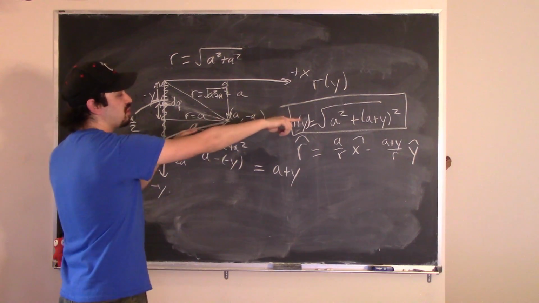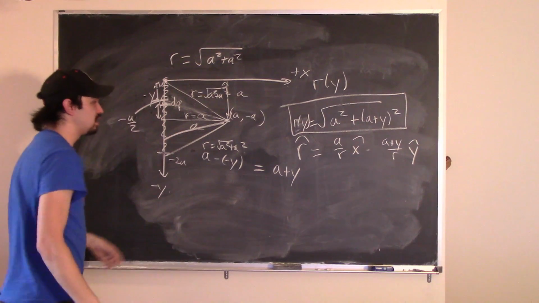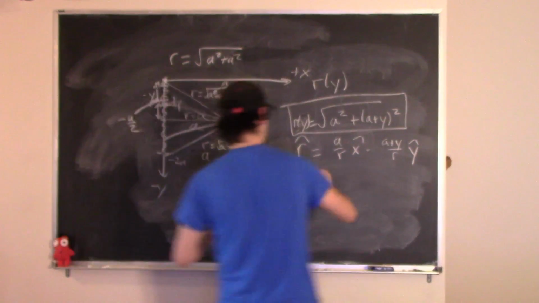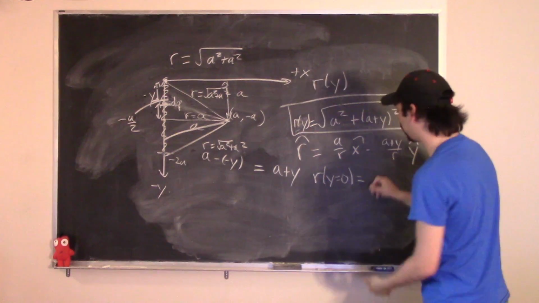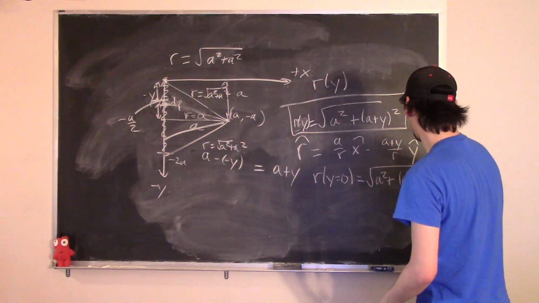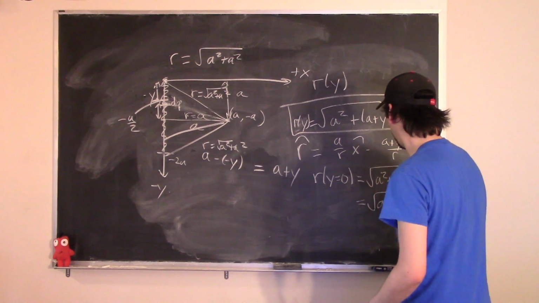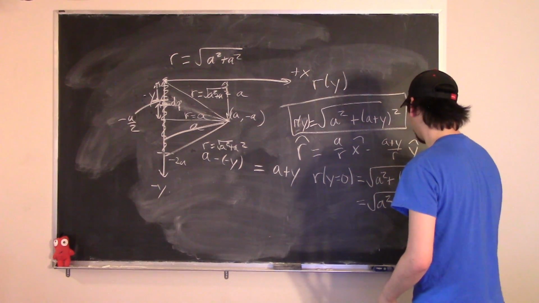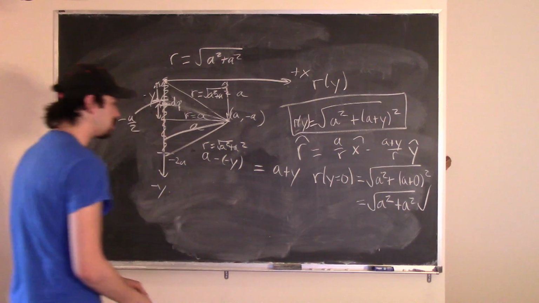So let's see what happens when I plug in values for y. This one is at y equal to 0. When r of y is equal to 0, when I evaluate this, this is going to be the square root of a squared plus a plus 0 squared. So this one is the square root of a squared plus a squared. So that's good. We know that that one's good.